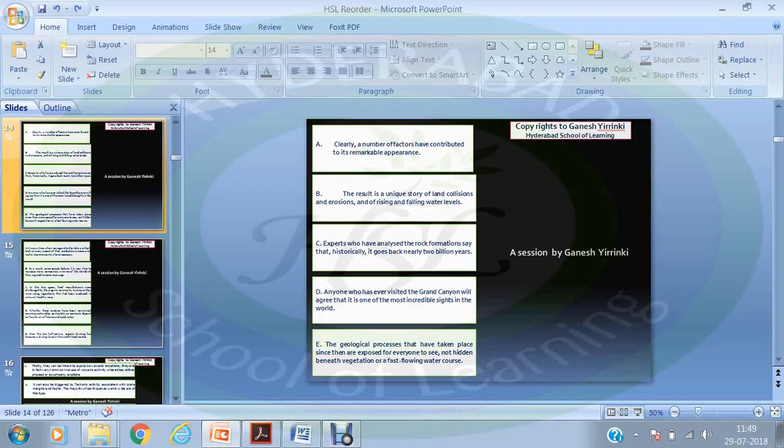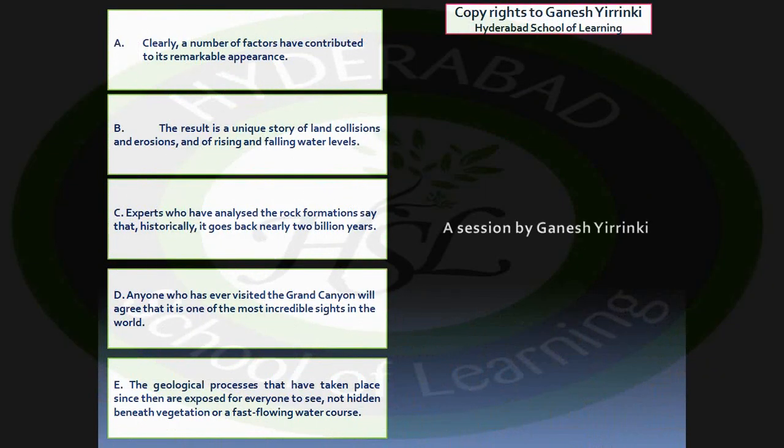So first, let's see. Can we think of "Clearly, a number of factors have contributed to its remarkable appearance"? It has a dependent word, so it cannot come first. "The result is a unique story of land collisions." Can you think of it as a first sentence? No way, because "result" means something should have happened. So this sentence's meaning is not independent. A sentence may look independent, but the meaning also has to be independent. So for the first sentence in a paragraph, the meaning has to be independent and the words also need to be independent. Only then will we consider such a sentence as a first.